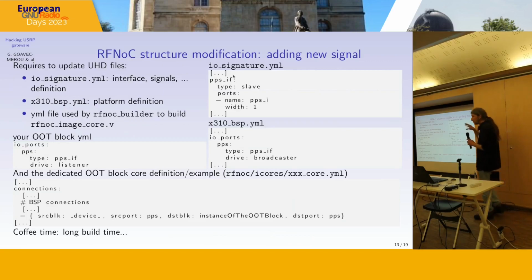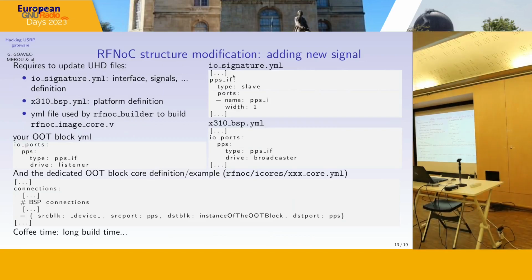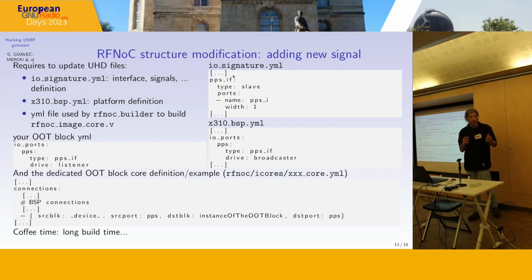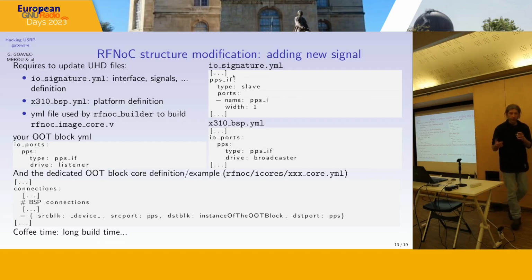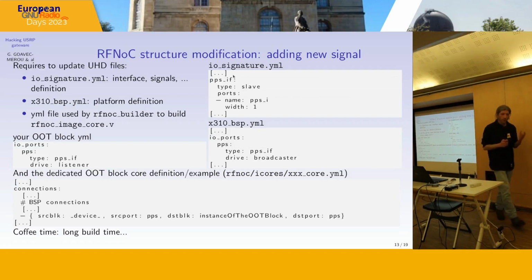Three are directly in the UHD part. The first one is the IO signature. This file is used to describe all interfaces used by a UHD: Ethernet interface, AXI interface, clock interface, everything like this. The second YAML file is the board description.